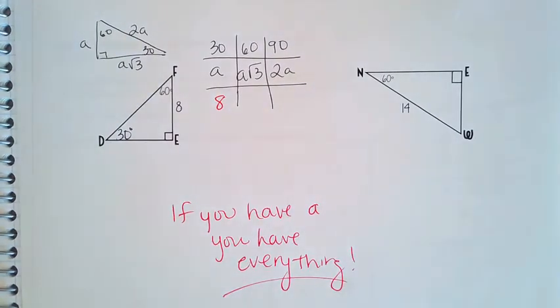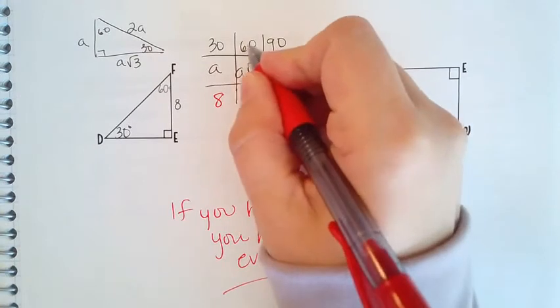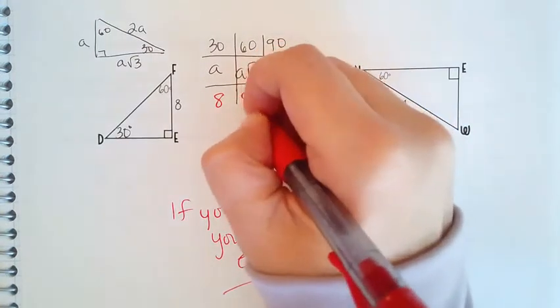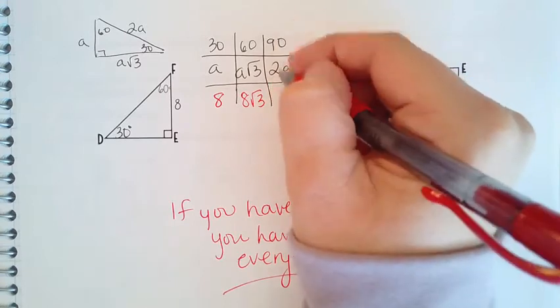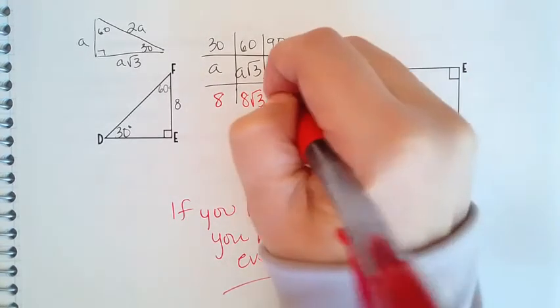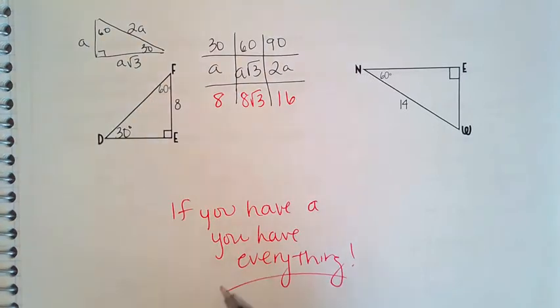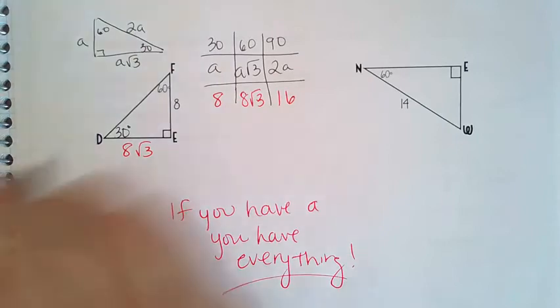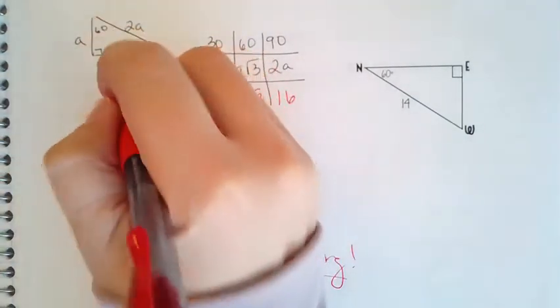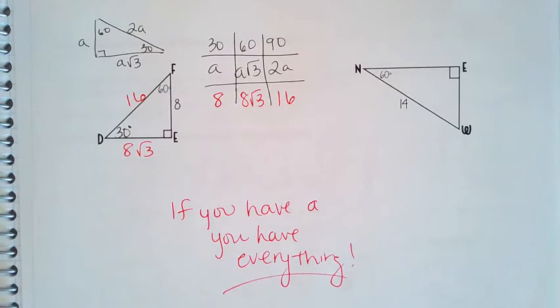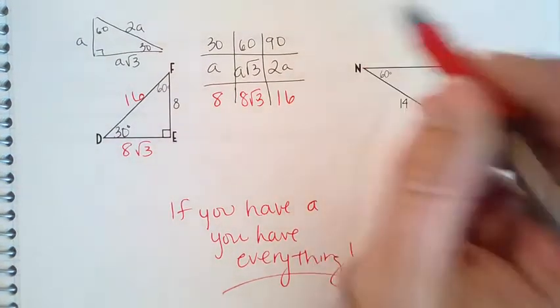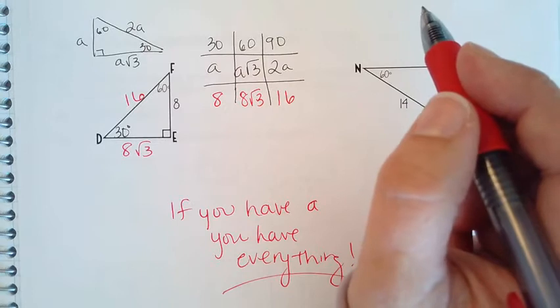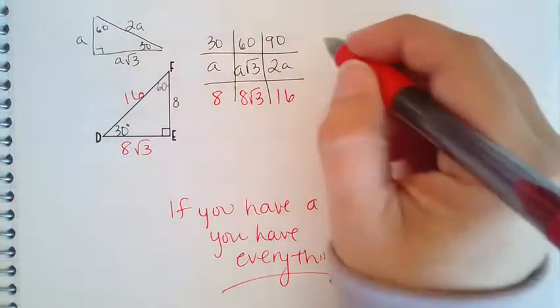Okay, so we've got a. We've got everything. The side opposite the 60 degrees is a root 3, so it's 8 root 3. And the side opposite the 90 degrees is just double a. And so if I label my sides, the side opposite the 60 is 8 root 3, and the side opposite the 90 is 16. Done. Not to scale, not even a little. Oh, well. Let's go ahead and try the next one.